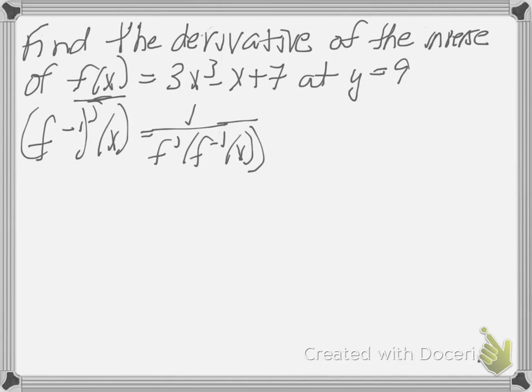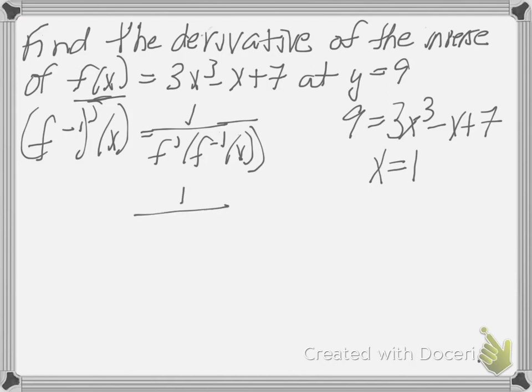So 9 equals 3x cubed minus x plus 7. Now typically with these types of problems, all you have to do is guess and check, and it's usually either 1 or 2 that is the answer. So what would the value of x be in order to make this equal 9? Well, if x equals 1, you're going to have 3 minus 1, which is 2. 2 plus 7 is 9. So what we're looking for is 1 over f prime of 1.